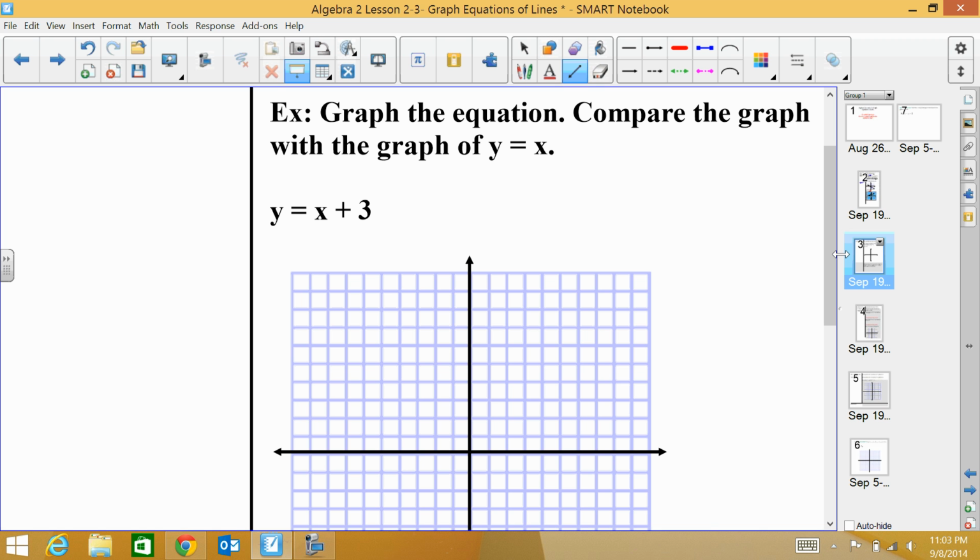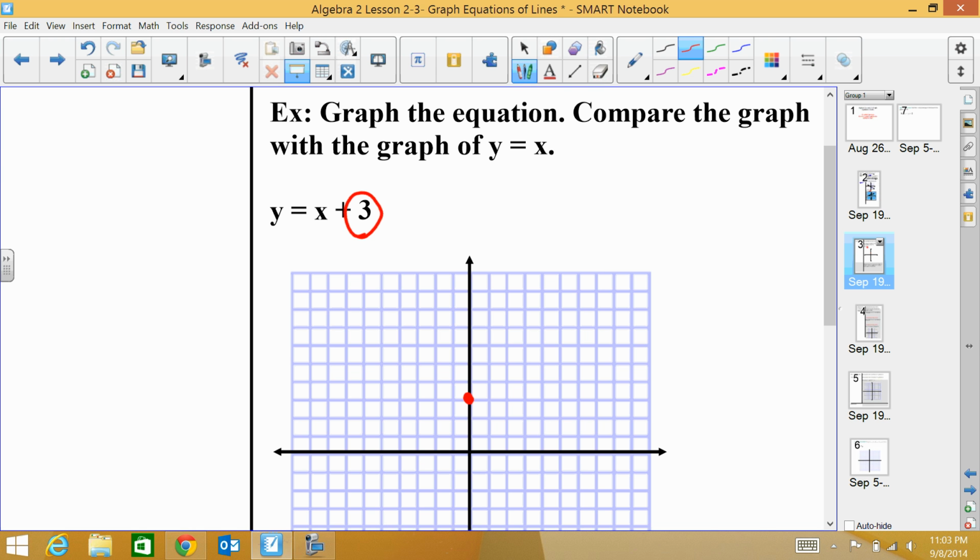So first, I'll do one in one color and one in the other so we can tell what we're doing. Let's start with red. We have y equals x plus 3. So my y-intercept is 3, and so I'm going up to 3 on the y-axis. That's my y-intercept, where it crosses the y-axis.